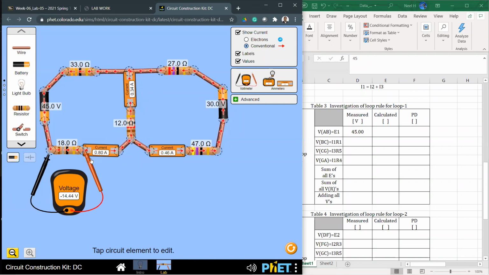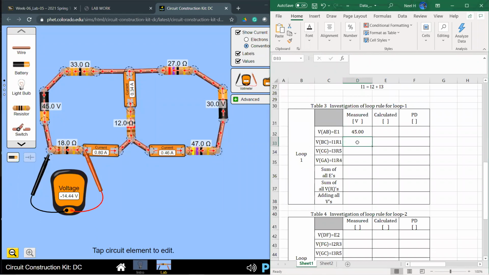If I go against the current direction, this number will change into positive. You will see that when we measure the voltage across our right hand side loop. That's the idea. So the measured voltage across resistor number 1 is about minus 14.44. That negative sign is important. You have to report everything as we read it. Okay, guys, any question?